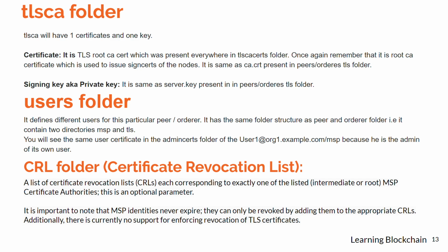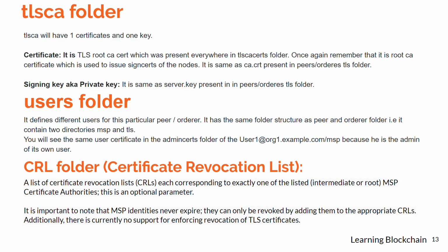Next is the users folder. The users folder defines different users for this particular peer or orderer. It has the same folder structure as the peer and orderer folder, that is, it contains two directories, MSP and TLS. So the users folder is a separate folder present at the higher level, and it contains the same structure as the peers. Inside the peers folder, we have already seen the MSP and TLS. Inside the users folder also you will see one folder like Admin@example.com, and inside that you can see the MSP and the TLS folder, and it contains the same information.